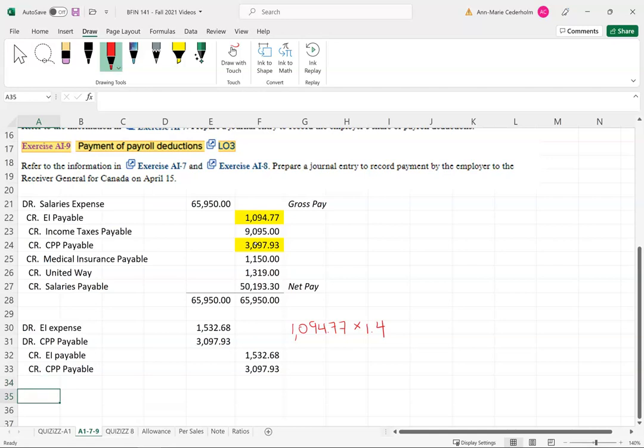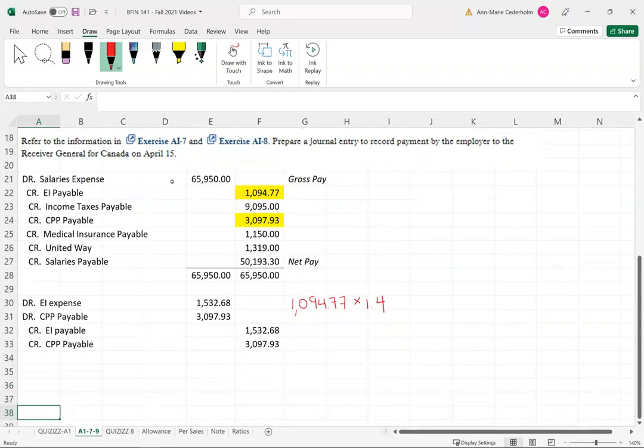Now the third journal entry is to make the remittance for the taxes on April 15th. So we actually have 15 days from the end of our pay period in order to pay the tax to Canada Revenue Agency every month. So in this question, we're paying monthly. So if my payroll was at the end of March, then I would have until April 15th to pay Canada Revenue Agency the taxes that I owe. So we're going to go ahead and do that journal entry.